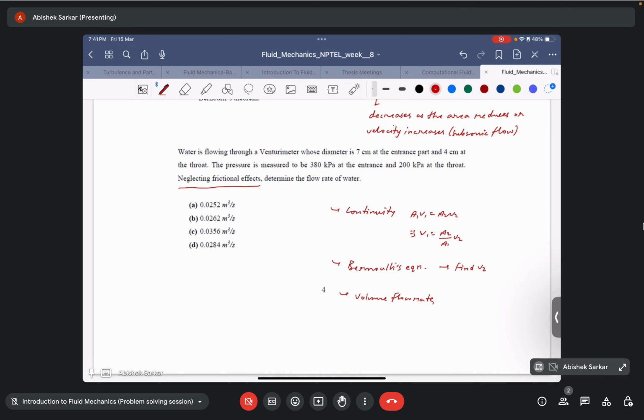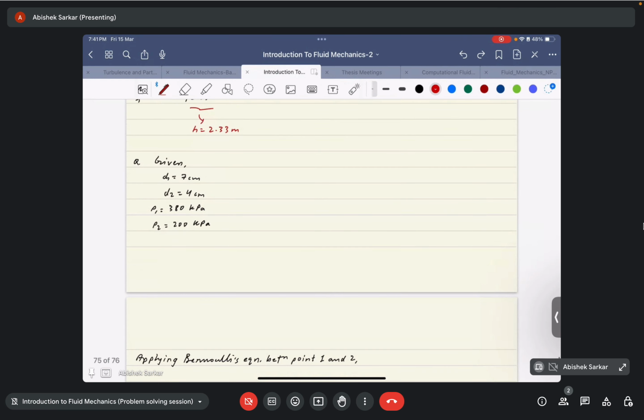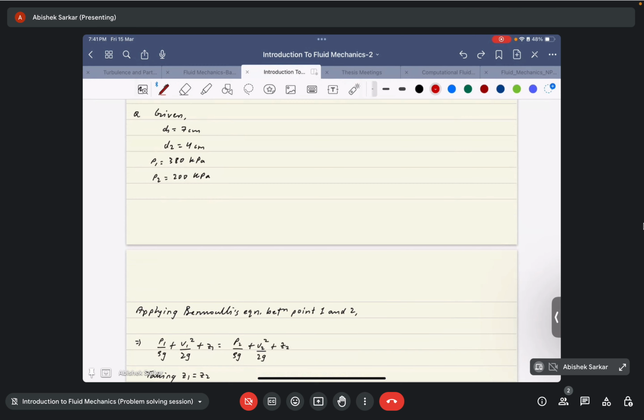Flow rate can be given as Q is equal to area times velocity. So this is what I have exactly done in my solution. We are given that D1 is equal to 7 cm and D2 is equal to 4 cm. D1 is the diameter of the duct, or the diameter of the inlet of the venturimeter, and D2 is the diameter of the throat of the venturimeter.